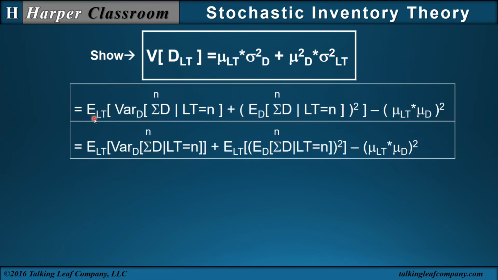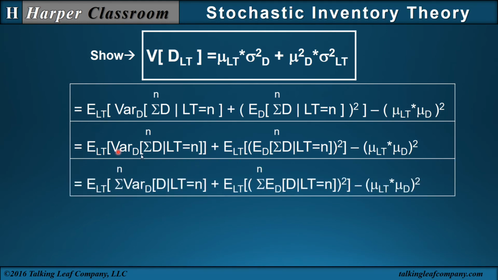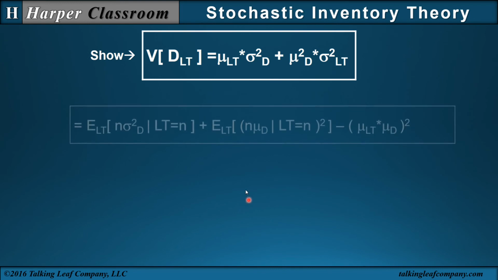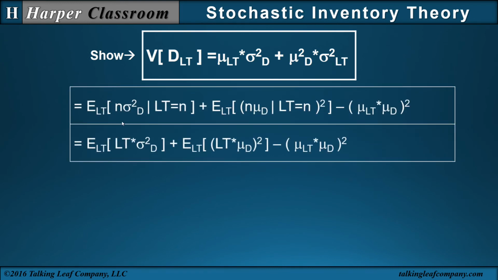Since the expectation over lead time is a linear operator, we pass it through. But now the variance of the sum of the demand is the sum of the variances, and the expectation of the sum of the demand is the sum of the expectations. Well, the variances are the same as sigma squared, and the expectation is the same as the mu. Now we take the expectation with respect to the lead time of these values when we let n now become a random variable. So we bring this up, we let n now be a random variable LT.